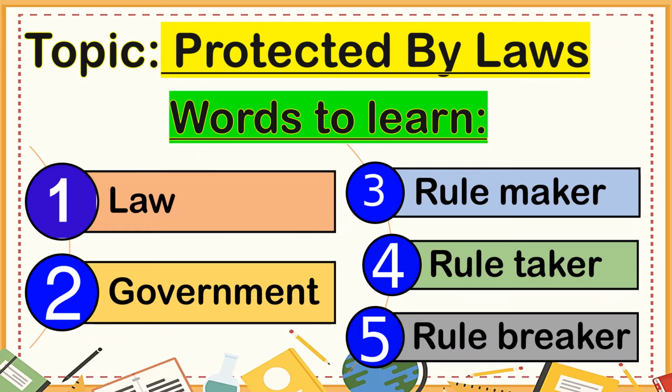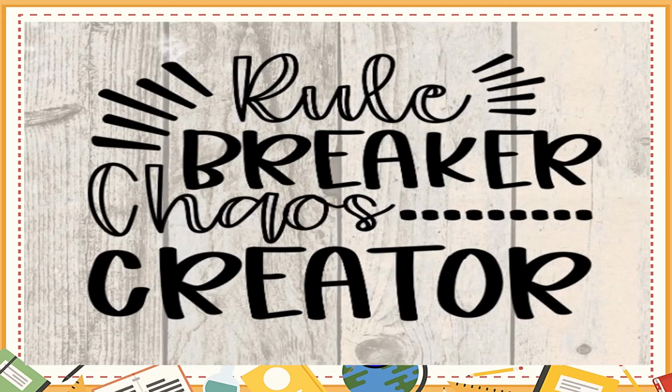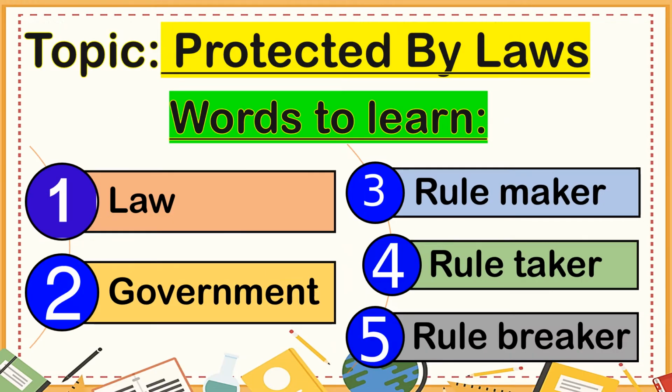And the last word that we have, rule breaker. Rule breaker, chaos creator. Okay, so they are the people who break the rules. Okay, they do not really care about the rules. They are not really afraid of the consequences of their actions. So class, these are the five words to learn that we have: law, government, rule maker, rule taker, and rule breaker.